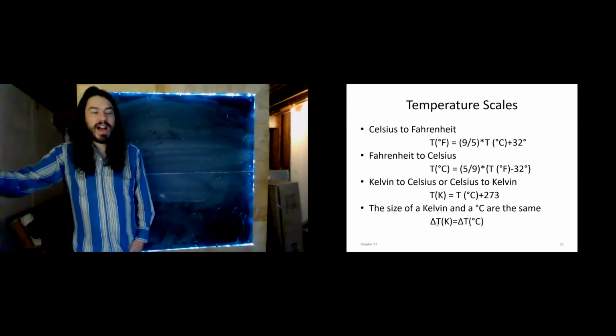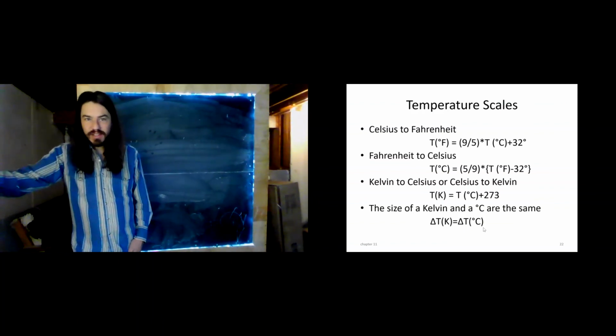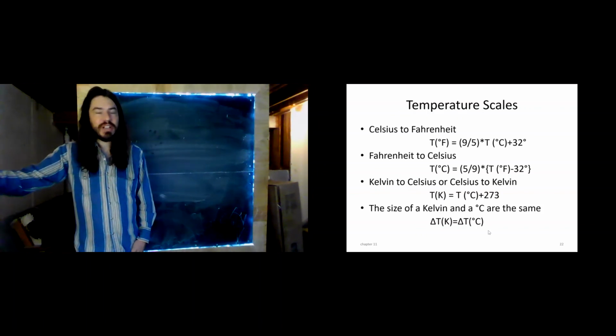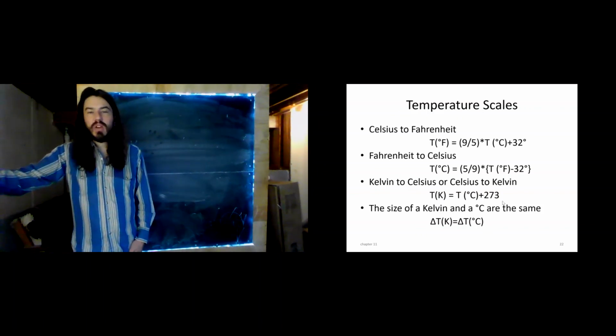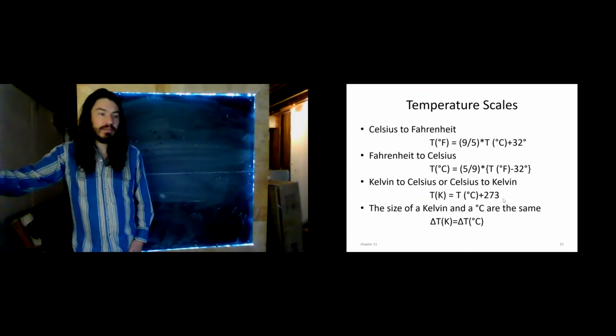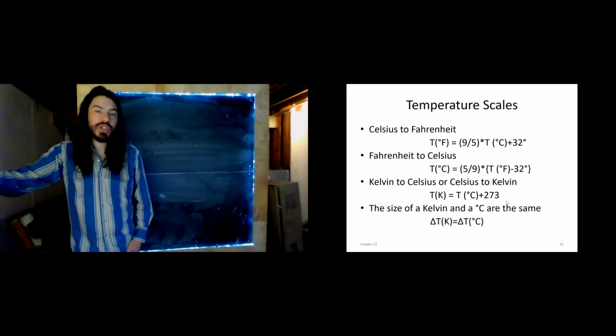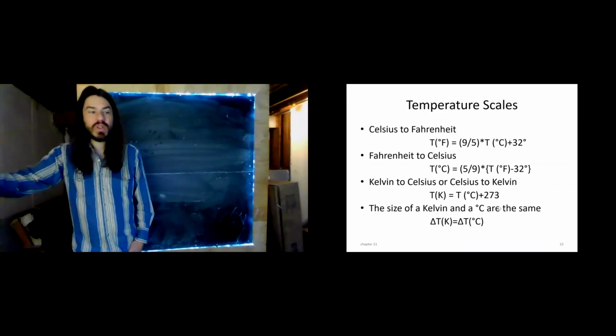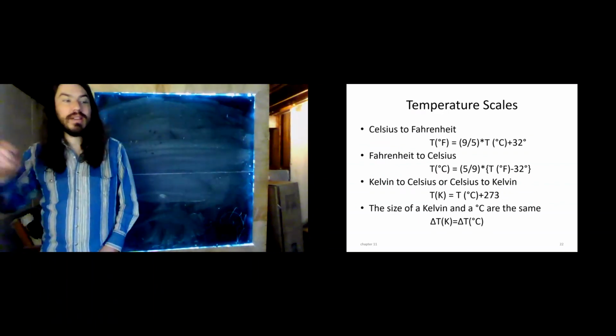So the size of a Kelvin is exactly the same as the size of a Celsius degree. So that means that if an object's temperature increased by 10 degrees Celsius, then it also increased by 10 Kelvin. Its final temperature will have a different number in Celsius and Kelvin, but the change is exactly the same because those degrees are exactly the same size.